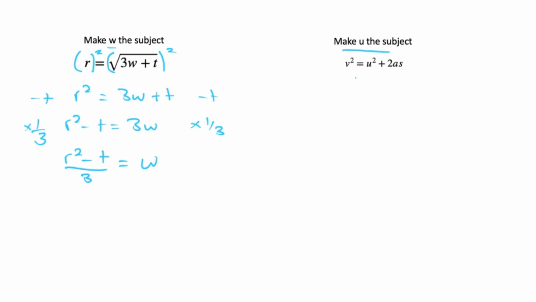In this one, make u the subject. So you have v squared equals u squared plus 2as. So before you square root, you have to move this 2as. Okay, so you subtract both sides by 2as. Minus 2as and minus 2as. So v squared minus 2as equals u squared. And then now you can square root. So the square root of v squared minus 2as equals u.